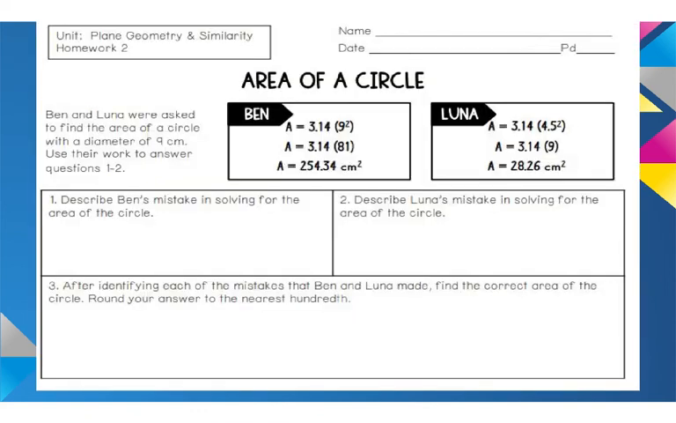All right, your homework today. You are going to be asked to look at the work of Ben and Luna. They were asked to find the area of a circle with a diameter of 9 centimeters. Use their work to answer questions 1 and 2. What I would do here is actually solve the problem and look at how Ben solves it and how Luna solves it. Which one had an error in their thinking and where exactly was that error? That is part of your assignment.